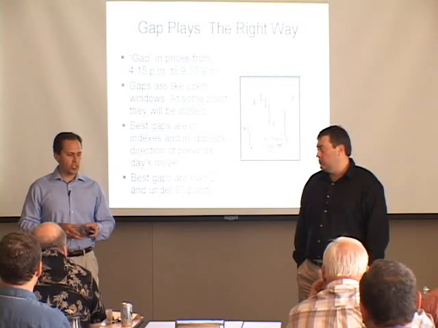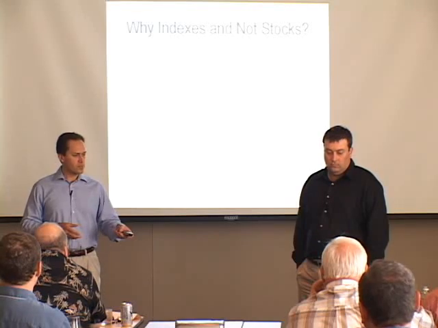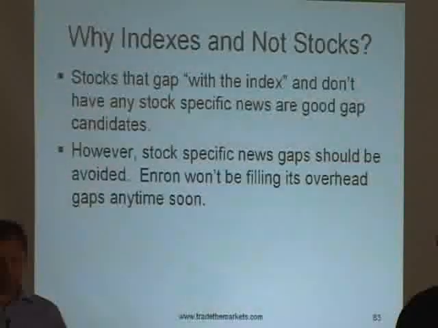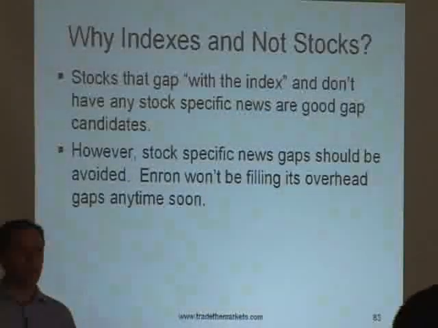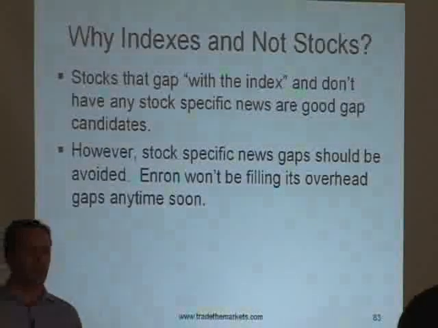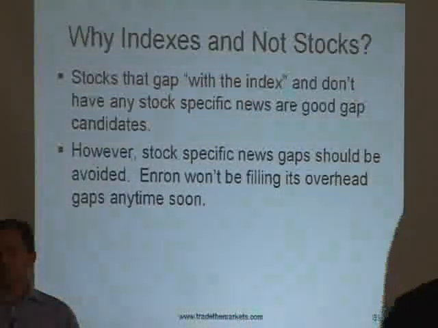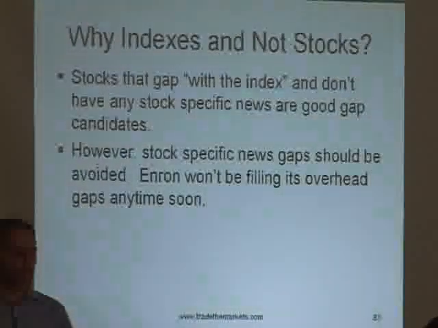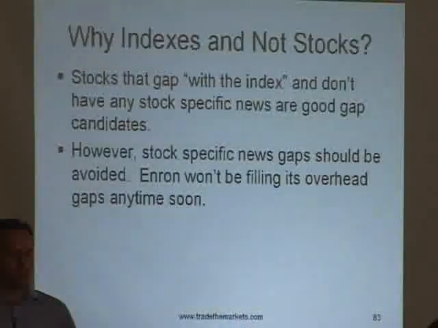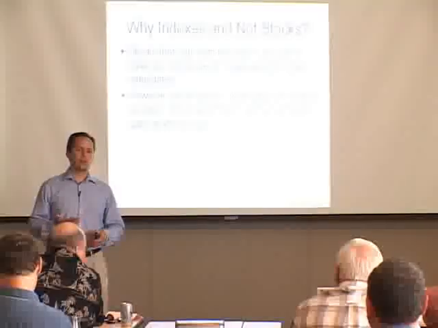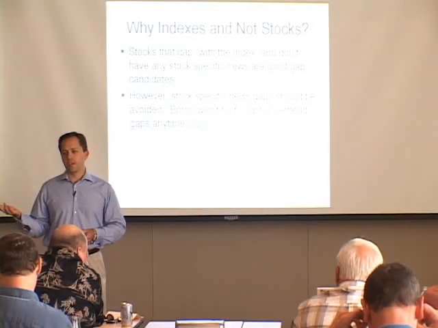So one question that generally comes up at this point is why indexes and not stocks? The reason that we do gaps on indexes is because stocks, generally the reason that they'll gap up is that they have some kind of specific news-related item on it. So if you've got Enron gapping down because of an accounting scandal, well, guess what? It's probably not going to come back up and fill its gap.